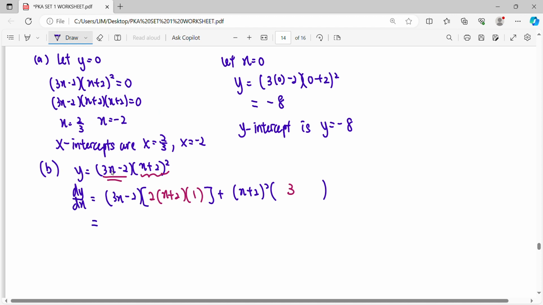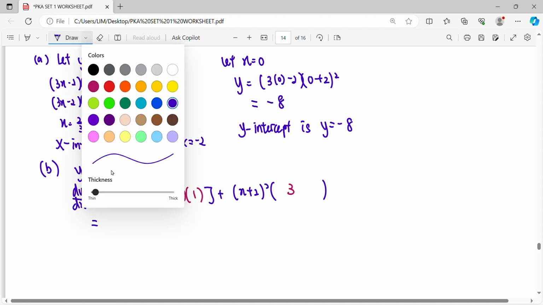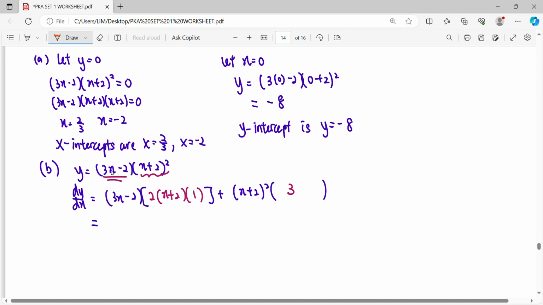So how to simplify this? We have to simplify and let it equal 0 to find the critical points. In order to simplify, we find the common factor. You see, this is our front part, this is another part. You see the common factor, the brackets have the same x plus 2. So this common factor we can factorize out. Therefore, the remaining here will be 3x minus 2 times 2, so it will give you 6x minus 4.